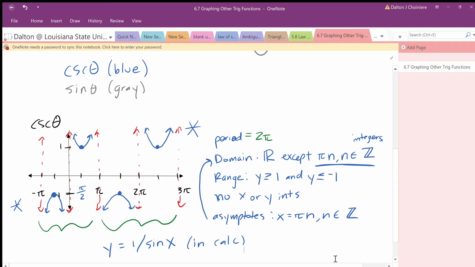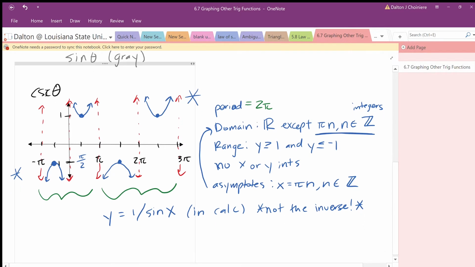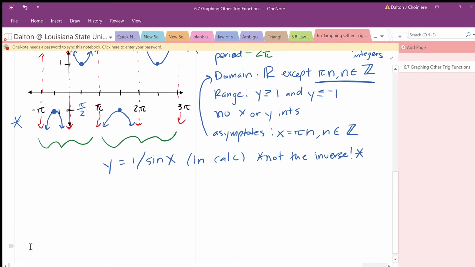Okay, it is not the same as inverse. Not the inverse. We're going to chat a little bit about inverses on Monday. Reciprocals are not inverses. So you're not going to use the second button to input sine inverse instead. You want to input cosecant, which is 1 over the sine of x. Okay, so there's cosecant. The next graph we want to discuss is the reciprocal of cosine.